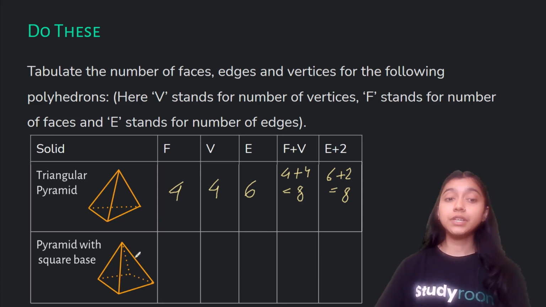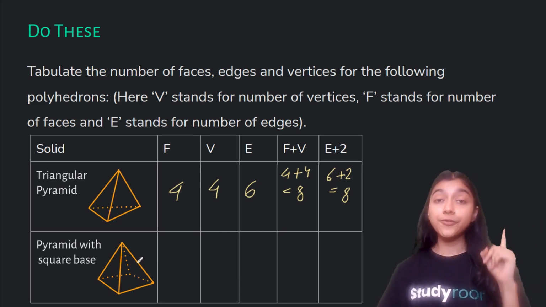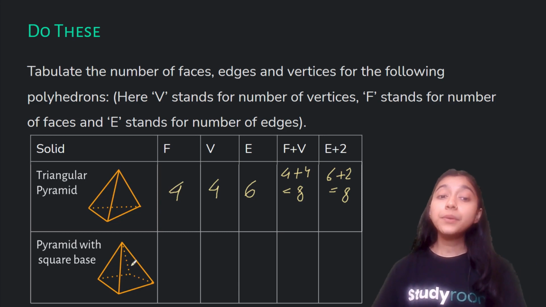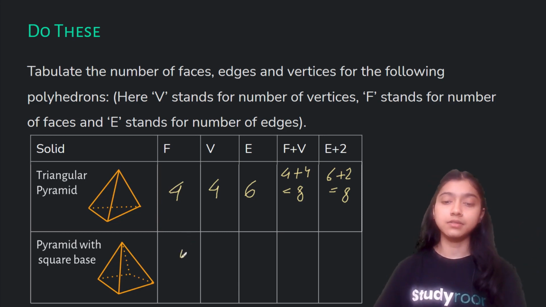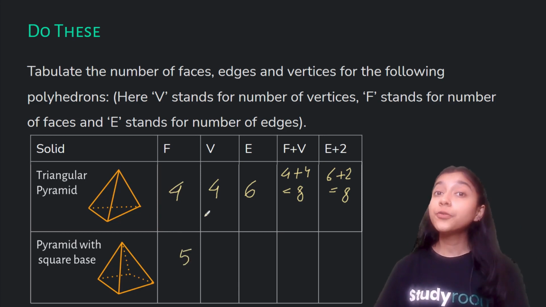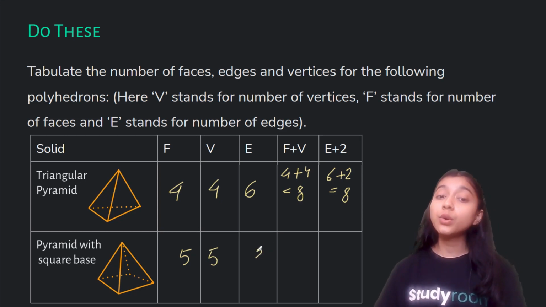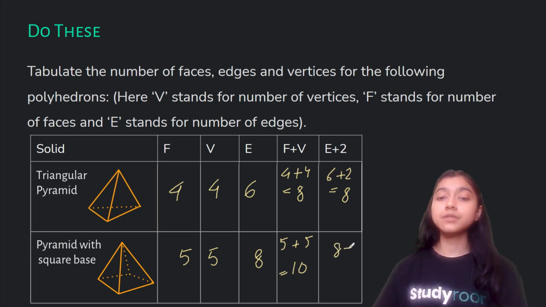In the next question, we have a pyramid with a square base. So a pyramid with a square base will have 1 square face and then 4 triangular faces. So in total we have 4 plus 1, that means 5 faces. The number of vertices is also 5. But when it comes to the number of edges, we have in total 8 edges. When we add up F plus V, this gives us 5 plus 5, that in total sums up to 10. And E plus 2 gives us 8 plus 2, which is again equal to 10.